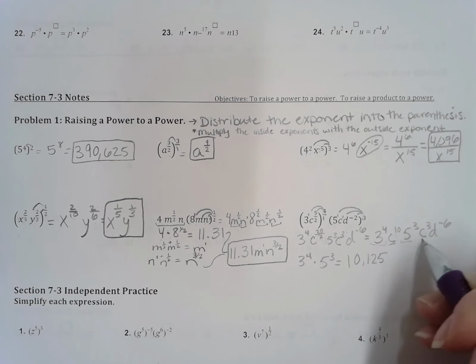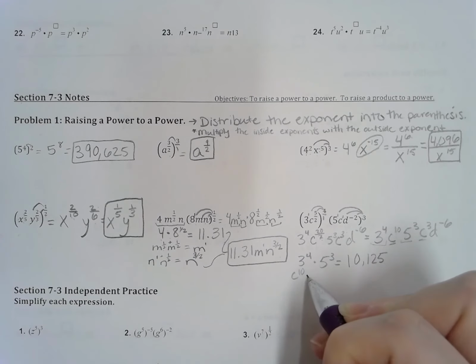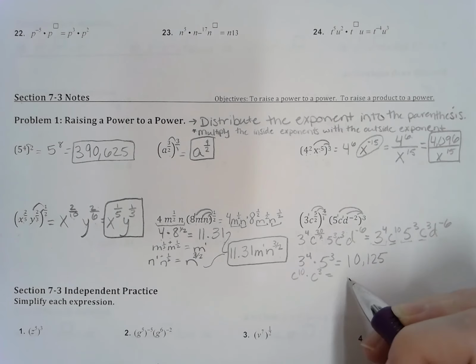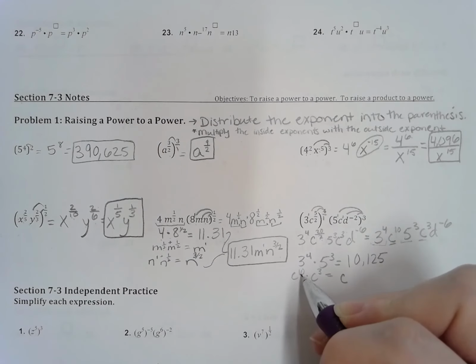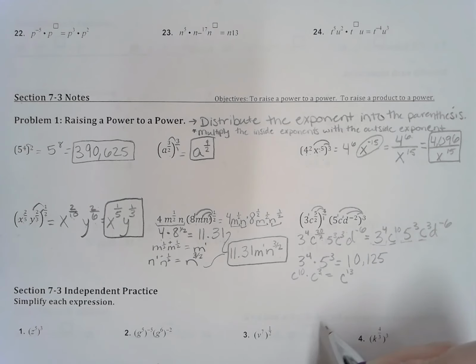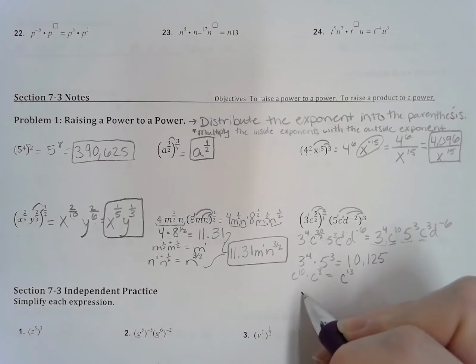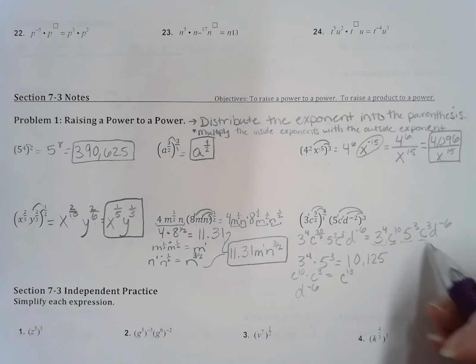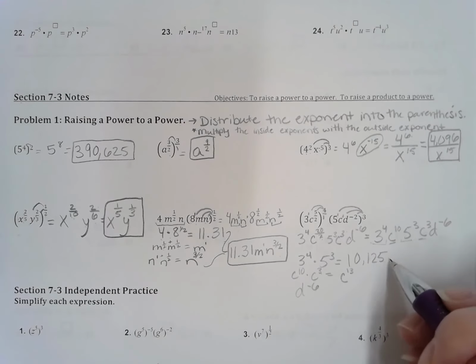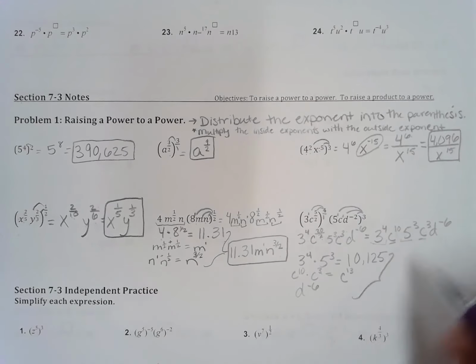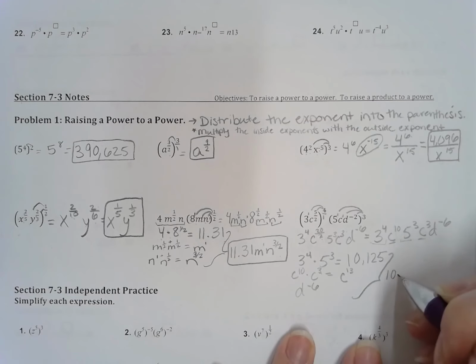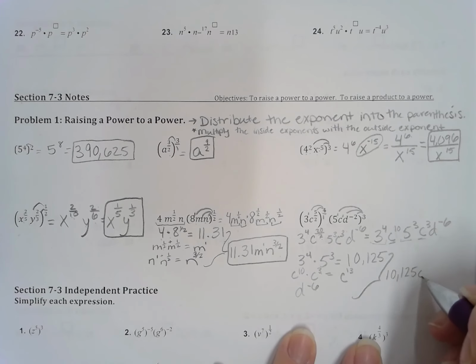Then I take the letters. So my first letter is C. So I have C to the 10th times C to the 3rd. Again, I have to add these together because I'm multiplying. So I have C to the 10 plus 3 is 13th. And then my D is d to the -6. It doesn't have anything to add with, so it just stays. Now I have to put this back together, so it's going to be 10,125, c to the 13th, d to the -6th.